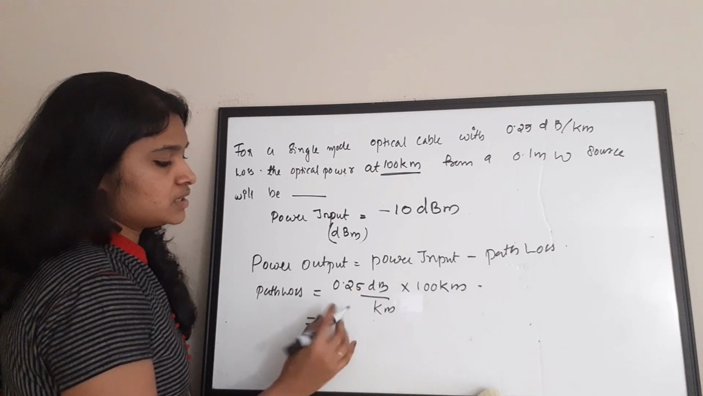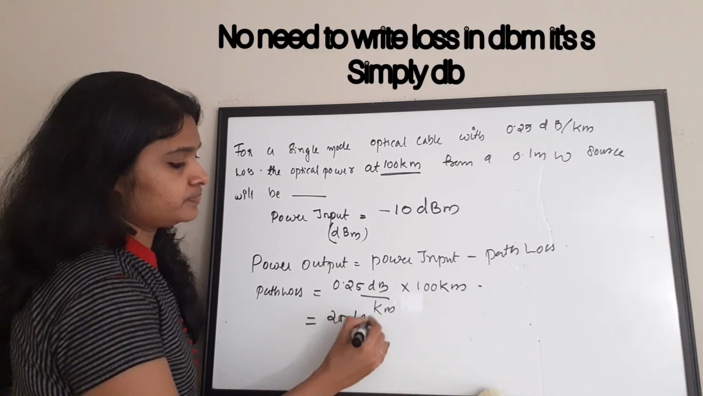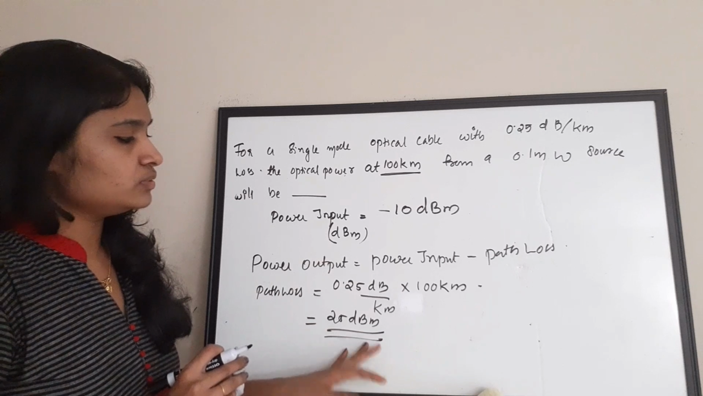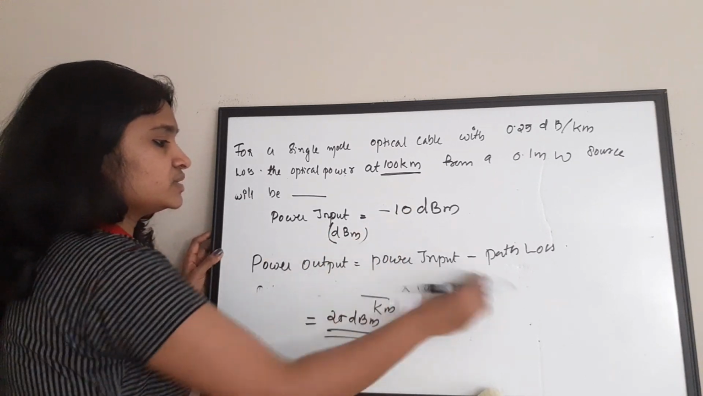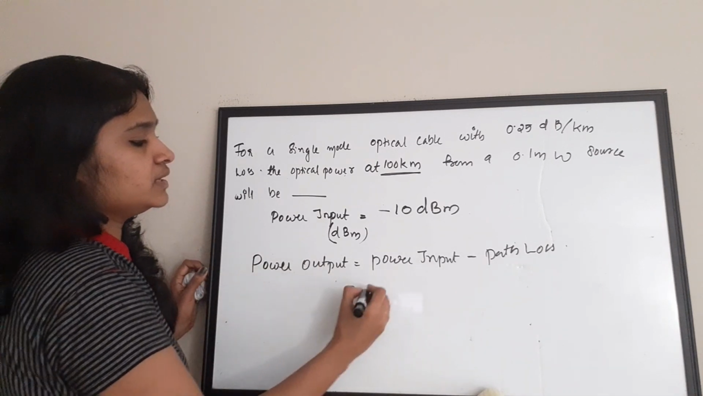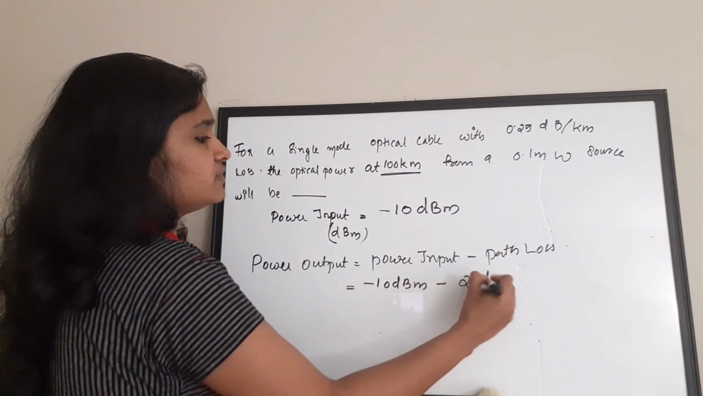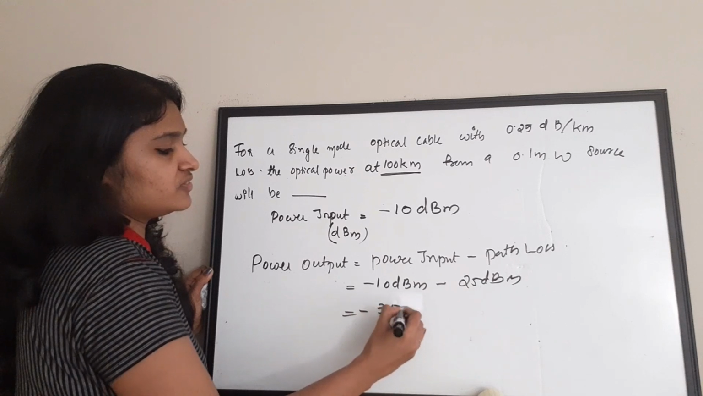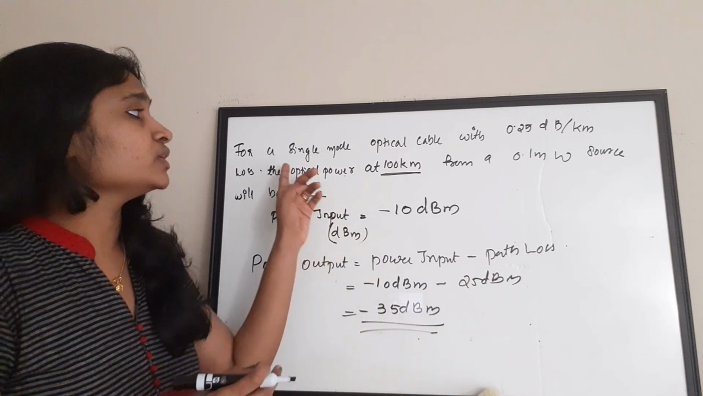So it will be 25 dB. Now, we need to take the difference between this and this, so I'm going to find the output power. Power output will be minus 10 dBm minus 25 dB. And it is obtained as minus 35 dBm, the output power of this particular optical cable.